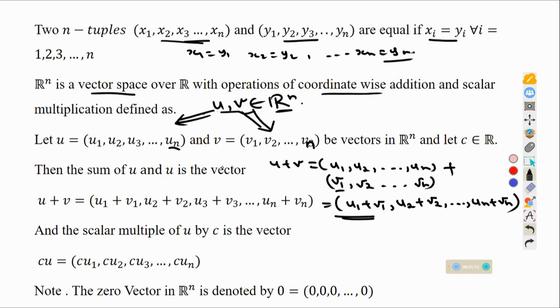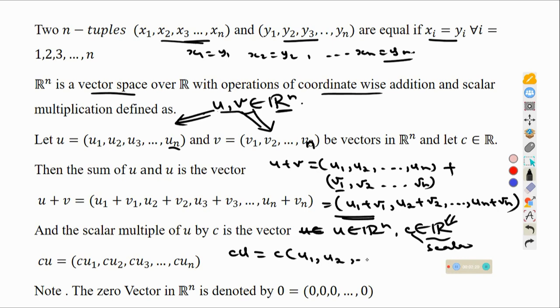Then when we talk about scalar multiplication, if we pick u from R to the power n and c from R, our R is our field, c is a scalar. So for that case, we shall obtain cu by multiplying c into the elements of u. So this will be c into u1, u2 up to un, which is the same as cu1, cu2 up to cun. So this is what we obtain when we multiply a scalar into the vector which is picked from R to the power n.